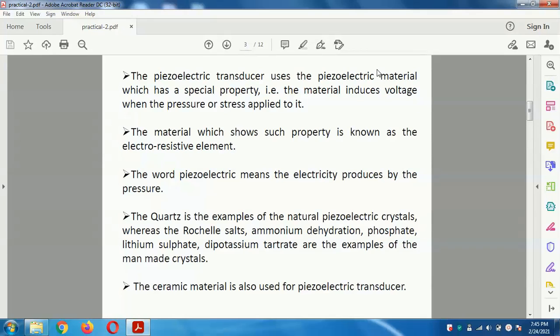So the material which shows such a property is known as an electroresistive element. The word electroresistive means it resists the pressure or force. Piezoelectric means electricity produced by pressure. Quartz is an example of a natural piezoelectric crystal, whereas Rochelle salt, aluminium dehydration phosphate, titanium sulfate, and D-potassium titrate are examples of man-made crystals. Ceramic material is also used for piezoelectric transducers.